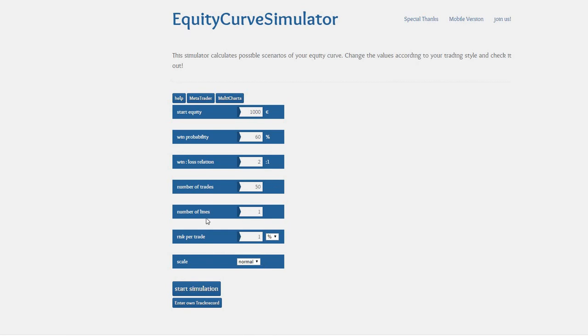So here we have something called an equity curve simulator, and we're going to simulate our trading. Okay, so we're going to have a $1,000 account, or 1,000 euros, whatever, it doesn't really matter. We were winning about 60% of our trades. We're going to have a 2-to-1 risk to reward, so that just means we're winning twice as much as we're losing on average per trade. We're going to take 500 trades, and we're going to risk just 1% of our account.